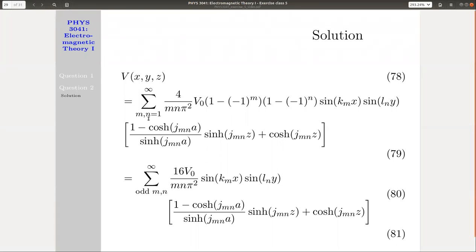Instead of having the m and n going from 1 to infinity, we can just specify that m and n have to be odd, and when m and n are odd, then here will be 1 minus minus 1, so this one is 2, and this one is also 2, so we have 4 here, and that's why we have 4 times 4, so this one is 16.